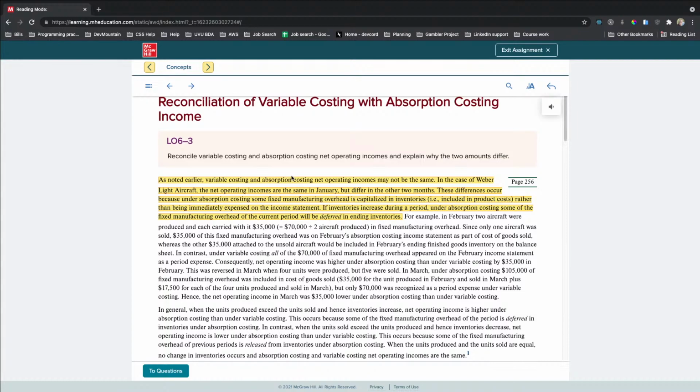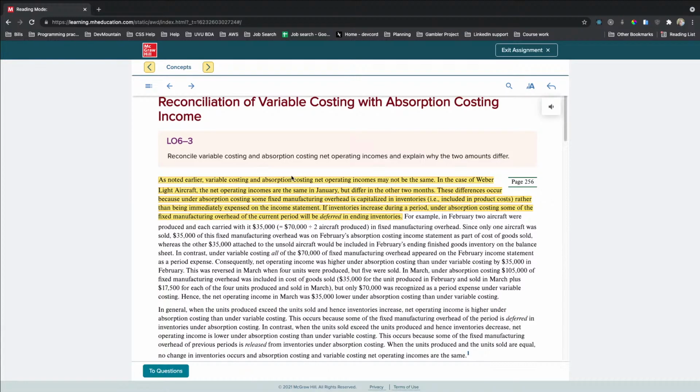As noted earlier, variable costing and absorption costing net operating incomes may not be the same. In the case of Weber Light Aircraft, the net operating incomes are the same in January but differ in the other 2 months. What that tells me is in January we built some things and didn't sell them.